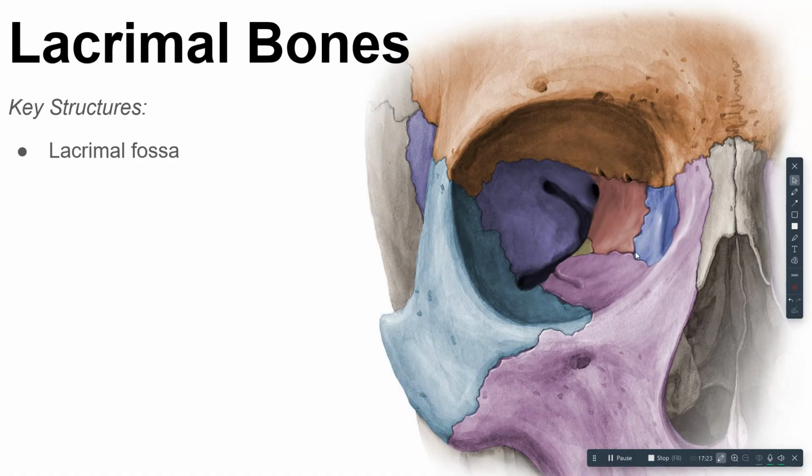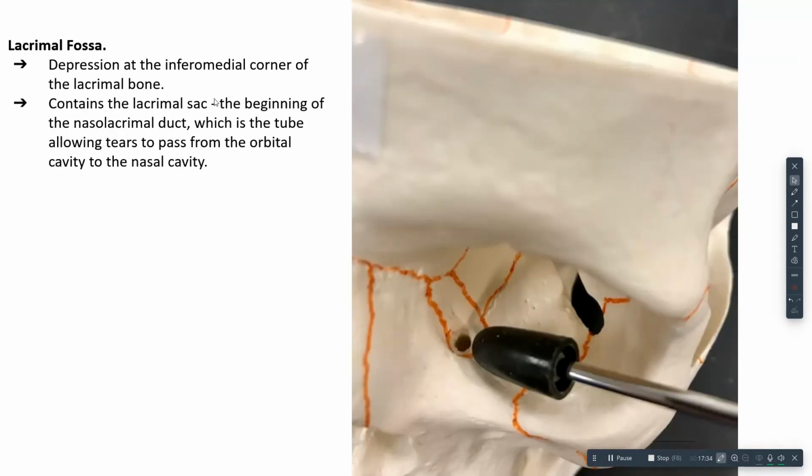So that is our lacrimal bone. We're going to see a lacrimal fossa in it in a moment. And of course, realize the word lacrimal means related to tears.